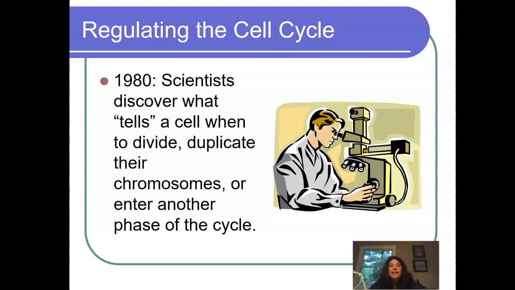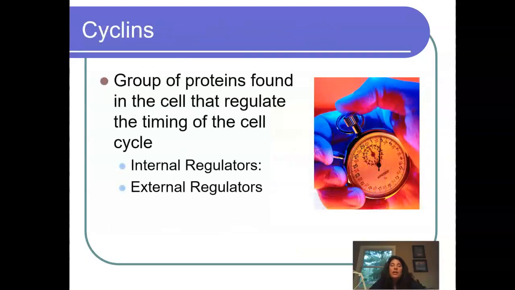In 1980, scientists discovered what actually tells a cell when it should divide or duplicate its chromosomes, or in other words, when it should go from one stage of the cell cycle to the next stage. This was a huge breakthrough because, again, cancer causes uncontrolled growth and division of cells. So finding out what regulates this cell process has had a huge impact on our study of cancer and trying to figure out a way to cure it or stop it.